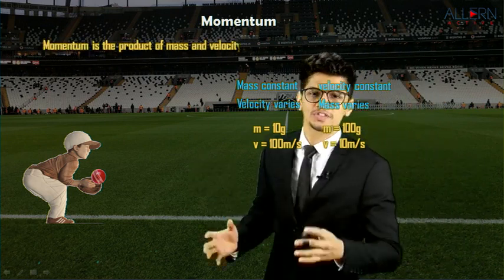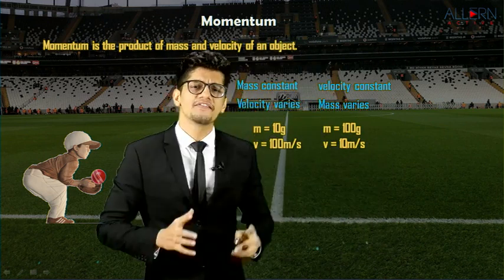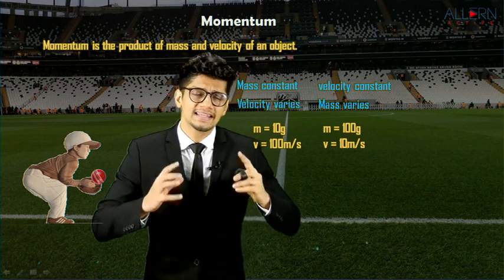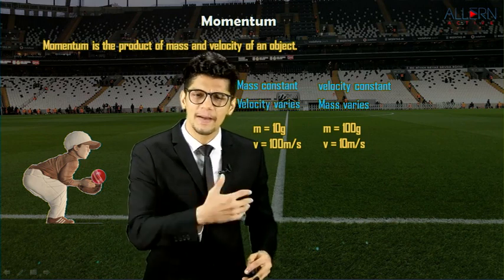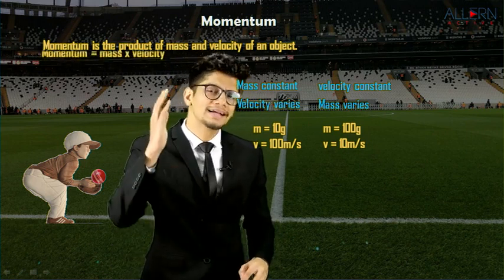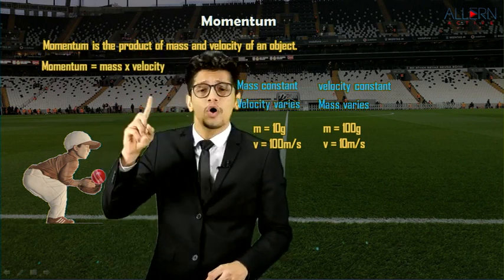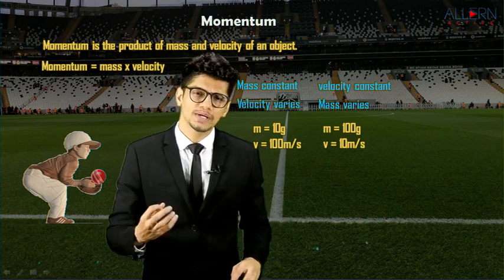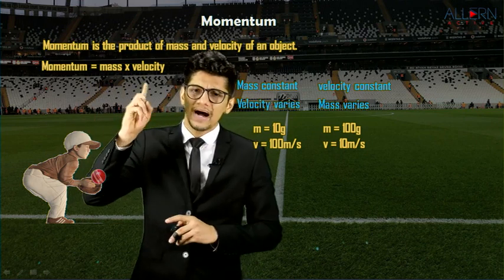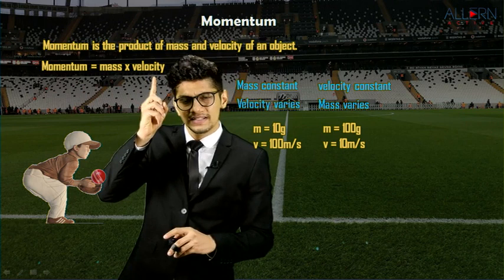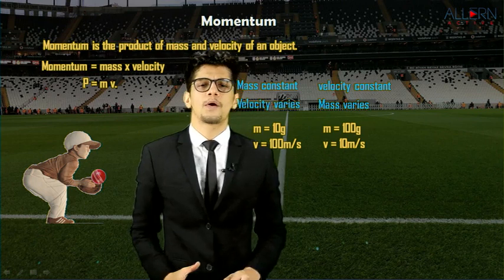So if you see the definition of momentum, it says momentum is actually the product of mass and velocity of an object. Since the definition says it is the product of mass and velocity, the formula is absolutely simple. You have the formula straight away, that is momentum is equal to mass into velocity. Now this was in terms of entire words. We can also write this formula in terms of symbols. Momentum is denoted by capital P, mass is denoted by small m, and velocity is denoted by small letter v. That means P is equal to m into v is the formula in terms of symbols.